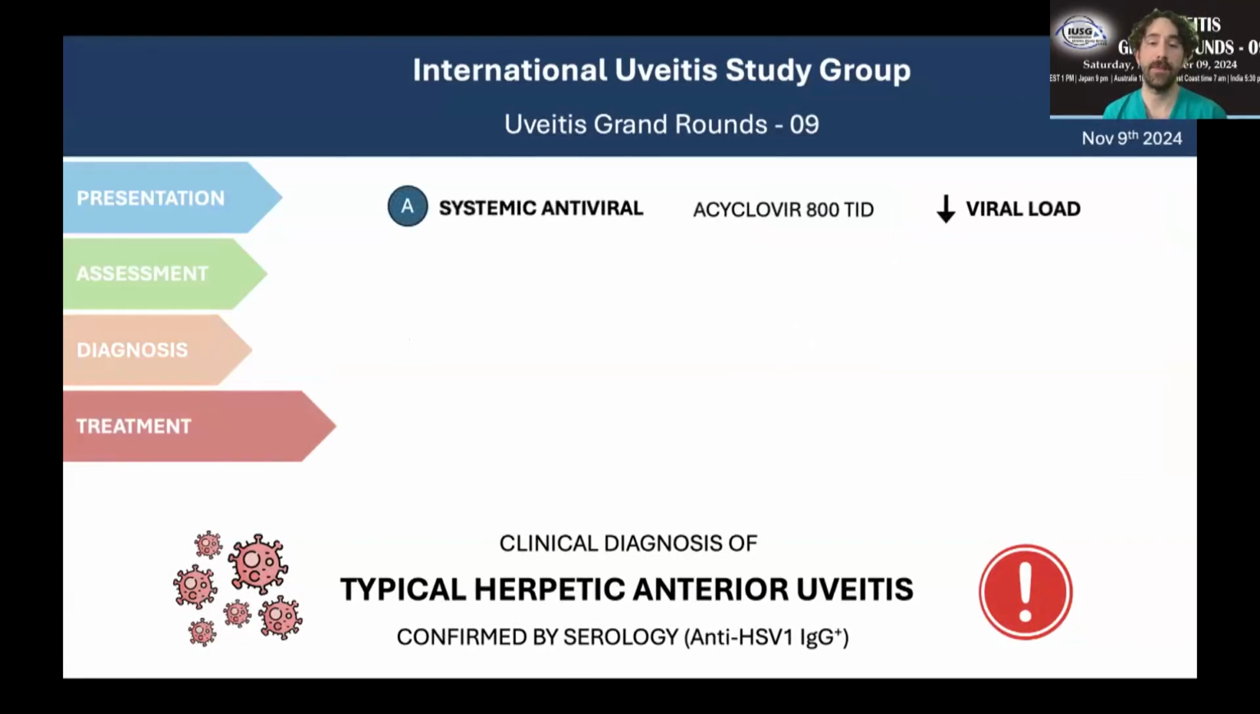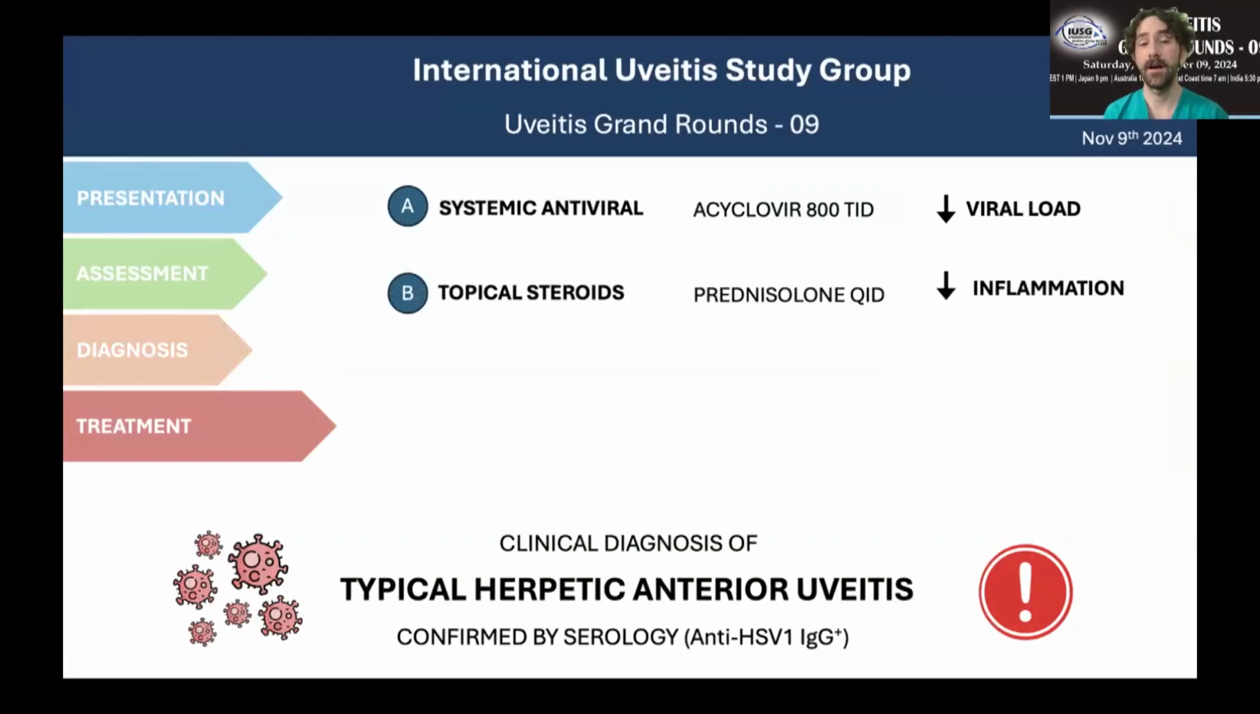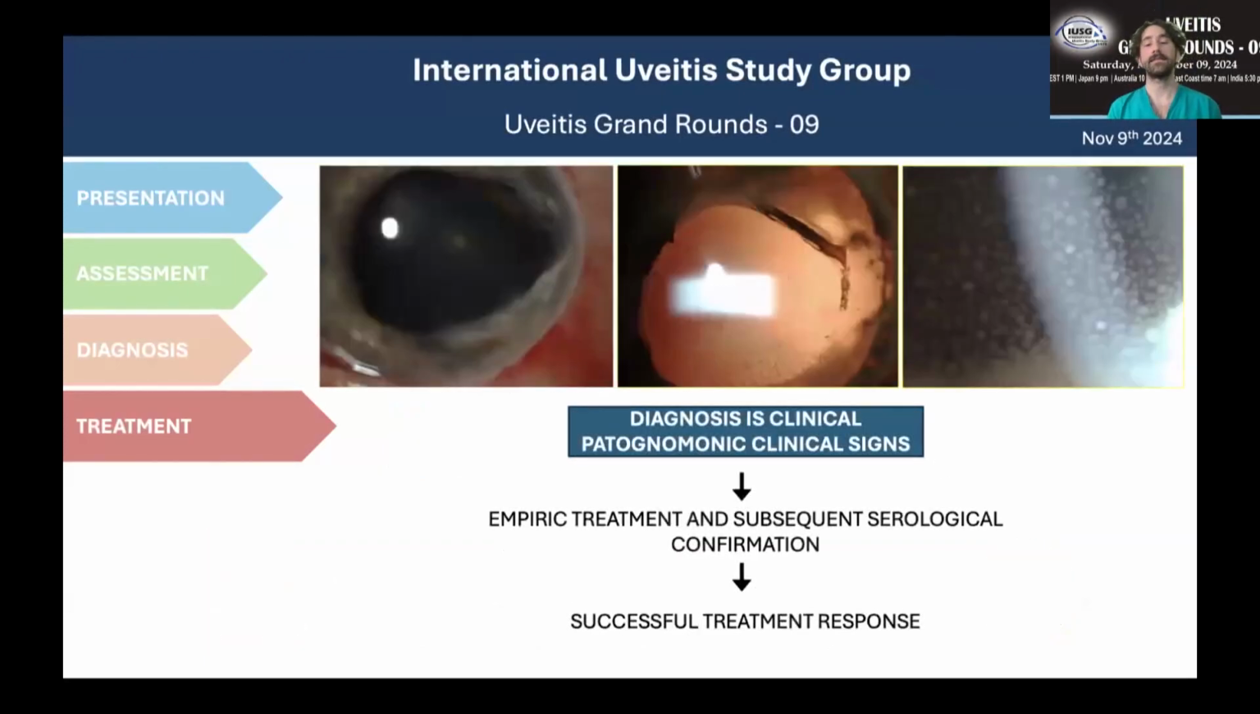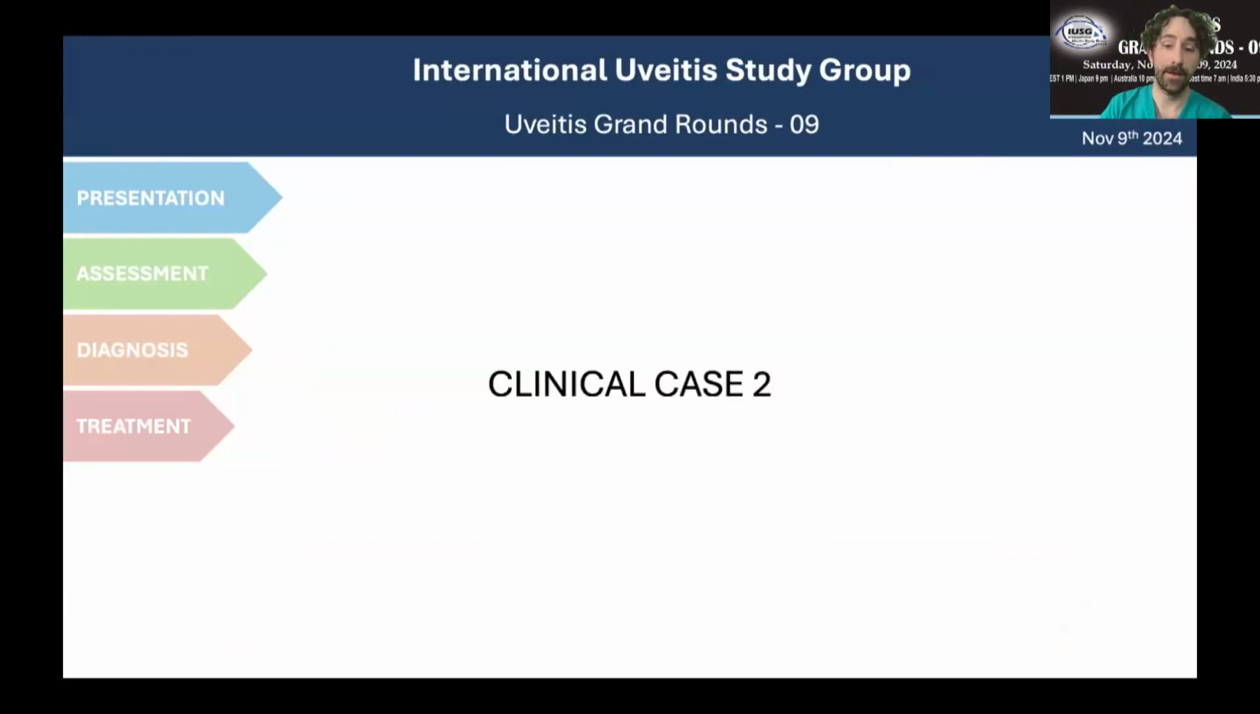We started empirical treatment with systemic antiviral, acyclovir 800 milligrams 3 times a day to reduce the viral load and the active viral replication, topical steroids to reduce inflammation and to address uveitis, and mydriatics to prevent synechiae. And we also added IOP-lowering drops 2 times a day to address the hypertensive uveitis. In this case, the diagnosis was clinical because we had pathognomonic clinical signs. The treatment was empirical, and we had a serological confirmation. And another confirmation was given once we had a successful treatment response after 2 weeks of therapy.